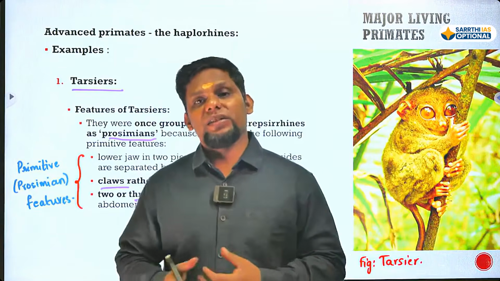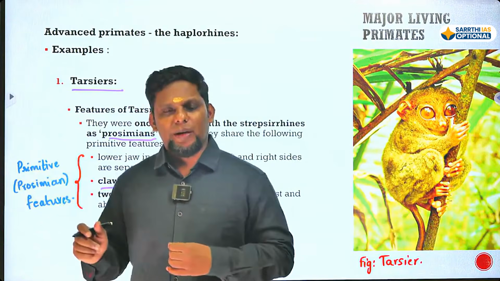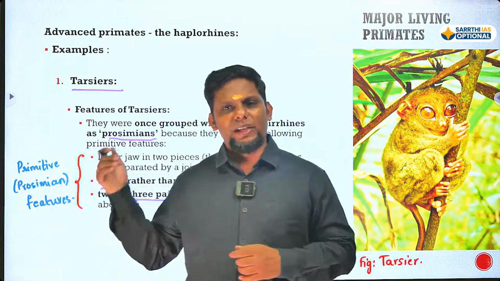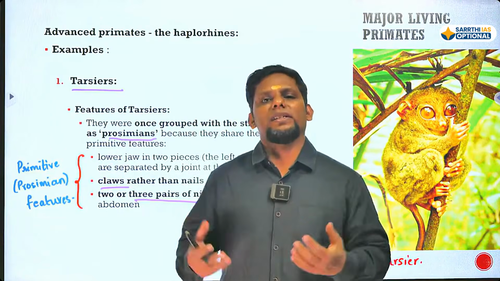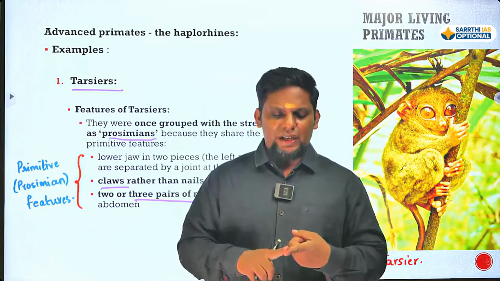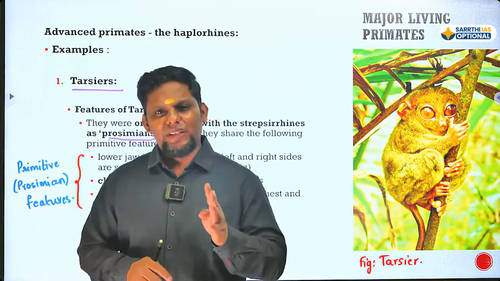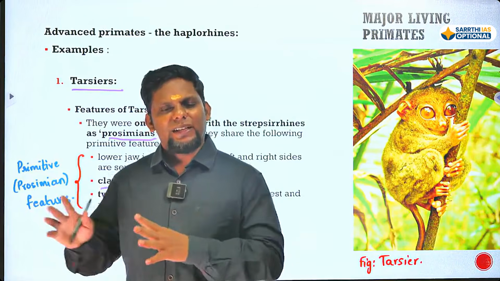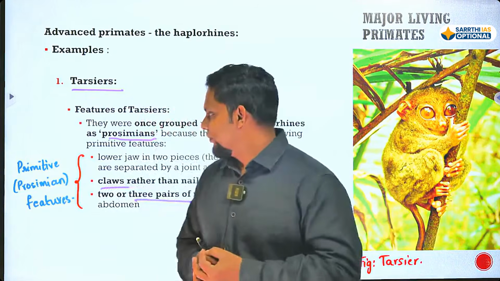Tarsiers are very interesting creatures. Previously they used to be clubbed with the primitive primates because of certain features. Today they are part of this group. Where do the tarsiers essentially live? Tarsiers live in Thailand, Indonesia, Malaysia, Philippines, these kinds of regions, your Southeast Asia. And even in Indonesia, only in certain pockets. Take Thailand, certain pockets. But you get the picture.